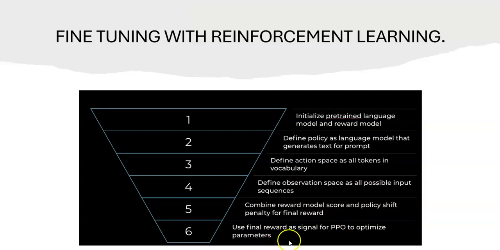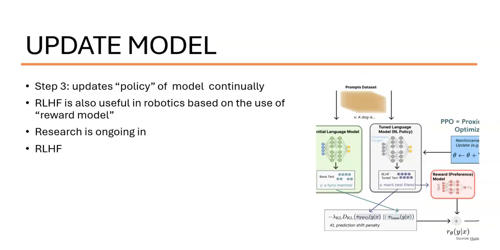And in the last step, you use the final reward signal to optimize the parameters. So you optimize whatever parameters you have used for building that model, select the best parameters, and select that particular model. So this is the whole process involved in fine tuning with reinforcement learning.